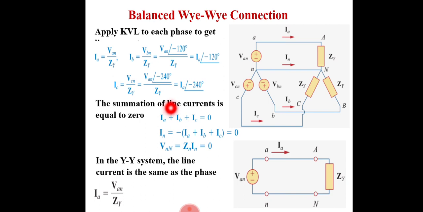Now in a star-star system, we take the single phase in the diagram and we write IA is equal to VAN divided by ZY.